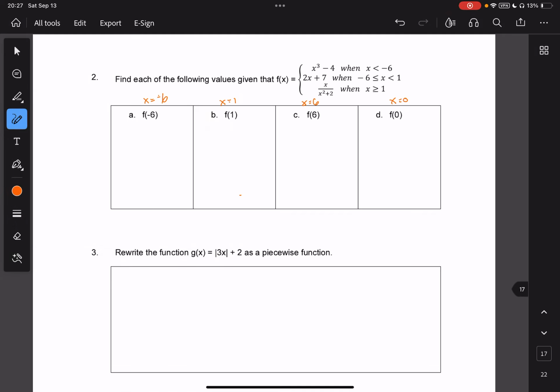So let's start with A. When is x equal to -6? Well, we have x is less than -6. That's not greater than, that's not equal to, so that doesn't work. -6 is less than or equal to x, which is less than 1.